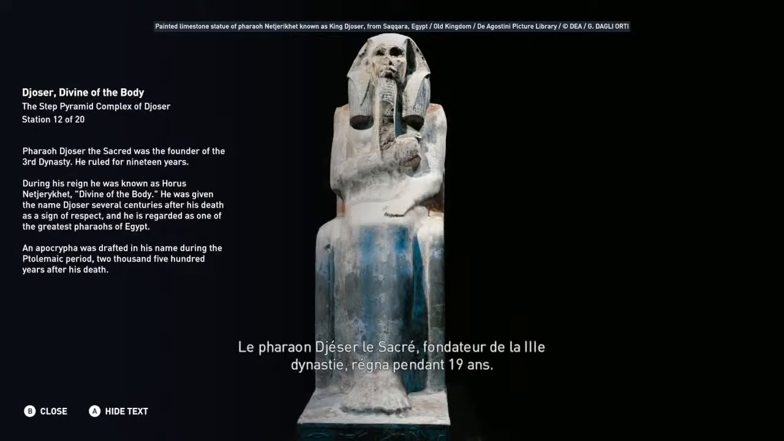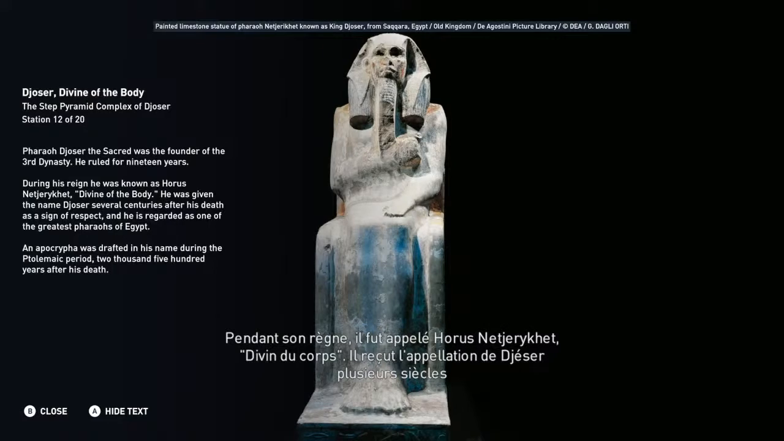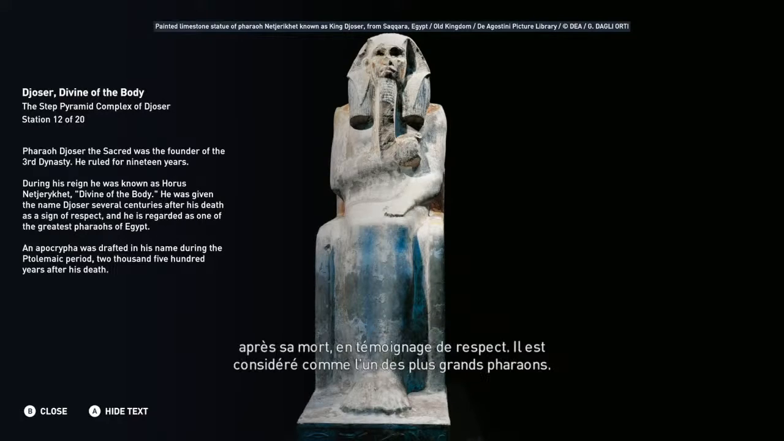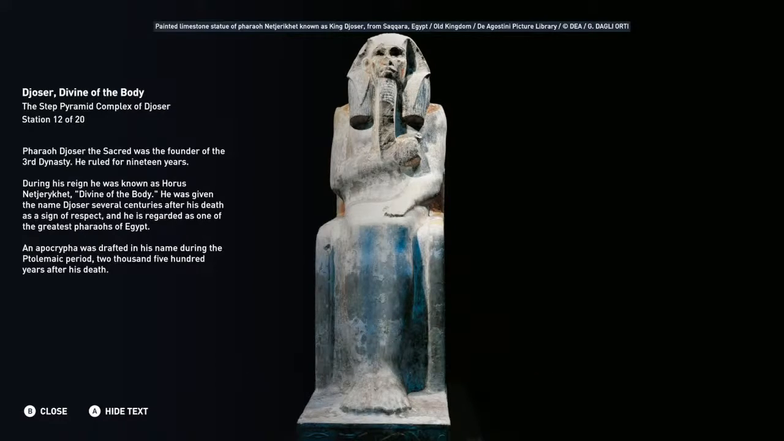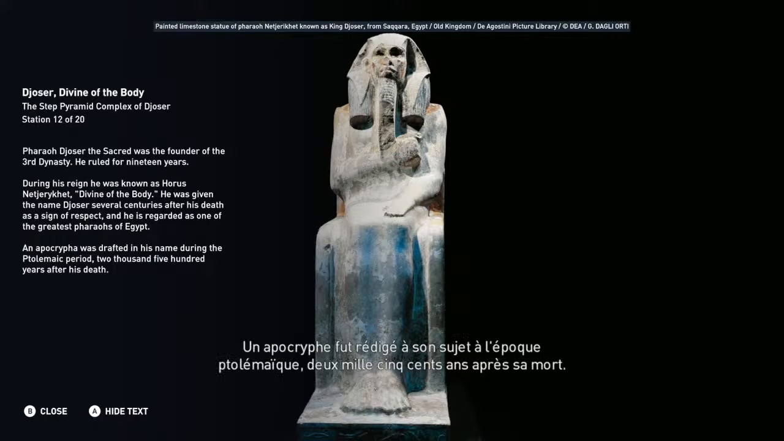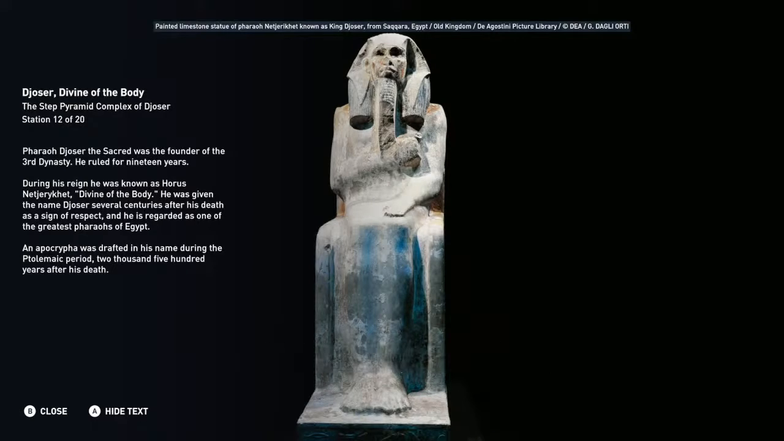Pharaoh Djoser the Sacred was the founder of the Third Dynasty. He ruled for 19 years. During his reign, he was known as Horus Negereket, divine of the body. He was given the name Djoser several centuries after his death as a sign of respect, and he is regarded as one of the greatest pharaohs of Egypt. An apocrypha was drafted in his name during the Ptolemaic period, 2,500 years after his death.